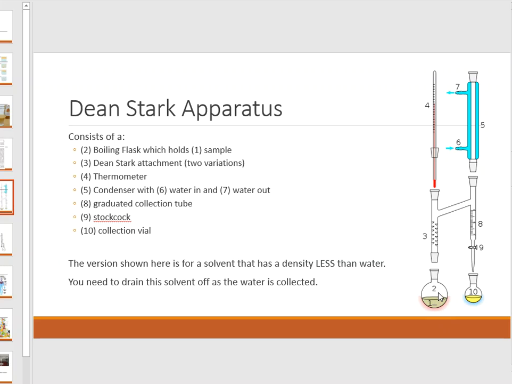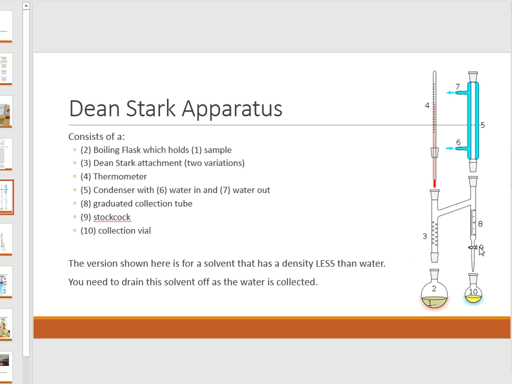So number 1 is your sample. Number 2 is the boiling flask. Number 3 is the Dean Stark apparatus. That's the actual piece that makes this a Dean Stark, okay? If we go in order, number 4 is the thermometer. Number 5 is the condenser. 6 is where the water goes in, and 7 is where the water goes out, always in from the bottom and out the top. And then finally, number 8 is the graduated collection tube. So this is going to allow us to record the volume of a liquid.